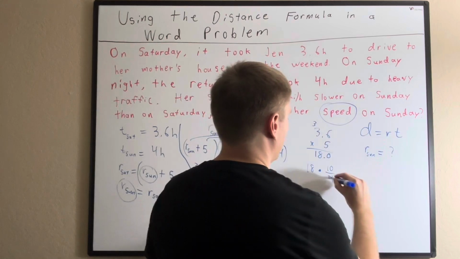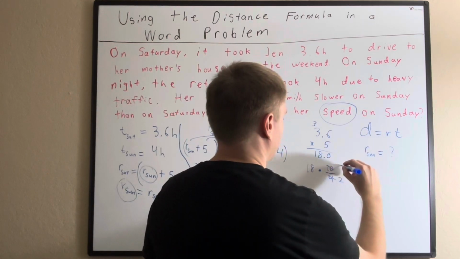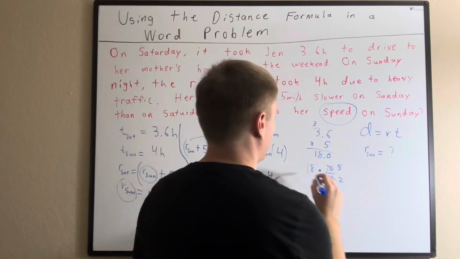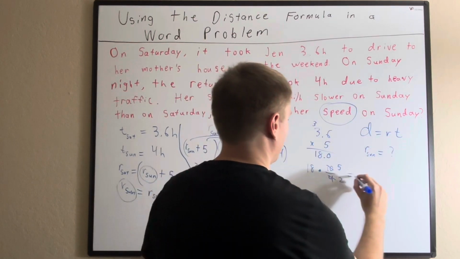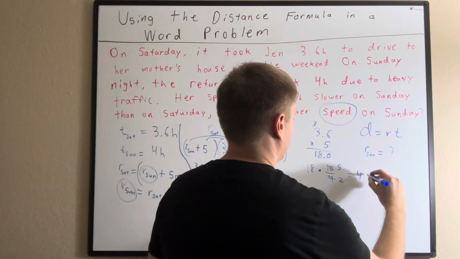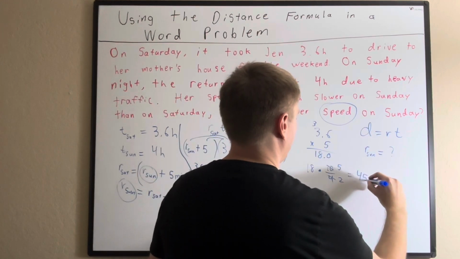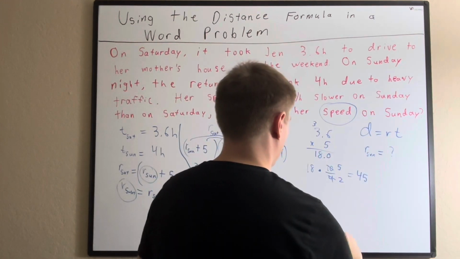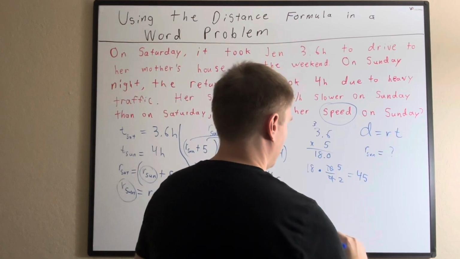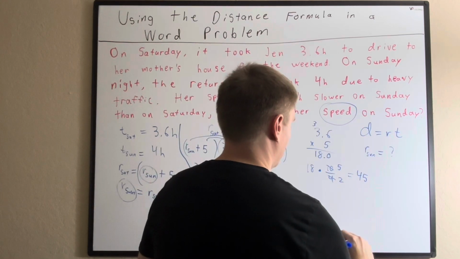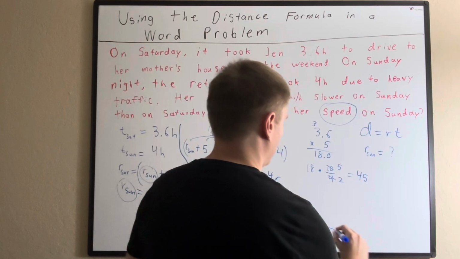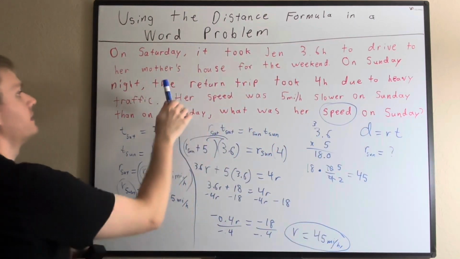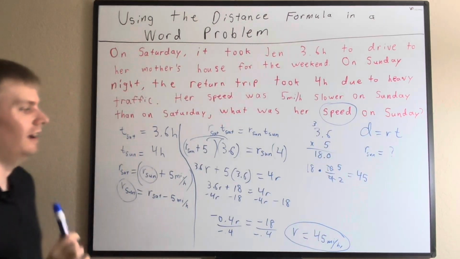Divided by 2, it's 5 over 2, right? So 18 divided by 2 is 9. 9 times 5 is 45. So 45 miles per hour is how fast Jen was going on Sunday.